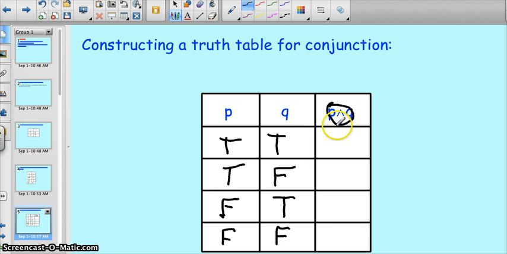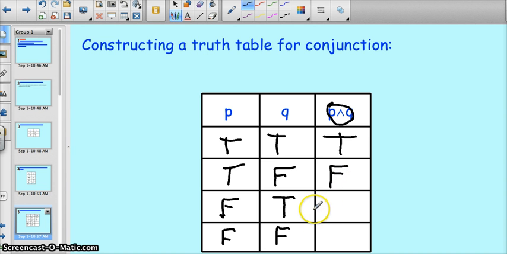Now, for and to happen, both have to be true. It has to be true and true. So here at this top level, P is true and Q is true. So both are true. That's an and. However, on the next one, P is true and Q is false. Well, this doesn't work with and. With and, they both have to be true. So if they're both not true, this must be false.